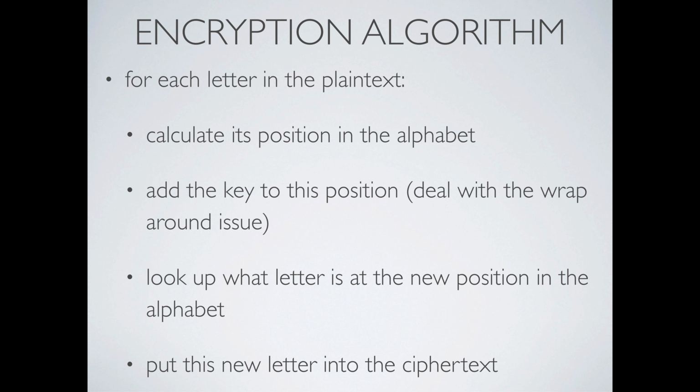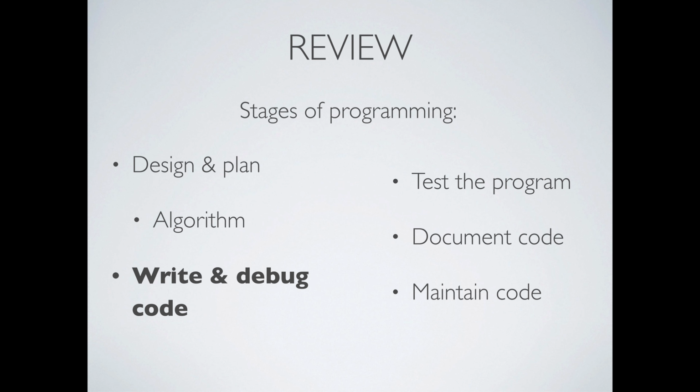So what we're going to do now is continue on with the stages of programming. We've already done most of this first part here, the design and planning part, right? Writing out this algorithm, trying to figure out how it works. Now we're going to take our plan, our algorithm, and go one step at a time and write out the code for it.